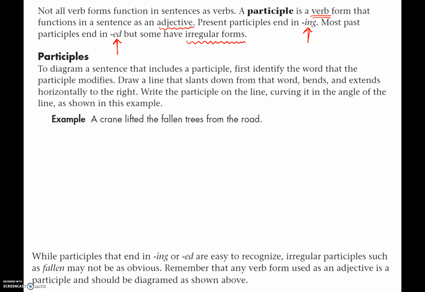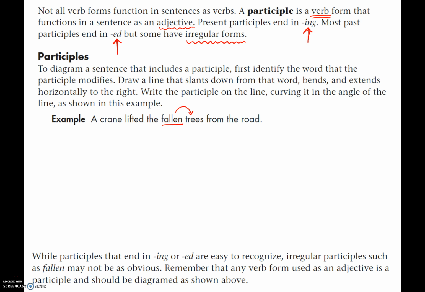So let's look at this first example and how to diagram them. The sentence says, "A crane lifted the fallen trees from the road." In this sentence, fallen is the participle. It's a word that you would typically associate with the verb form to fall, but here it's acting like an adjective because it's describing the trees. So let's go ahead and diagram all the rest of the sentence and then we'll come back to the participle.